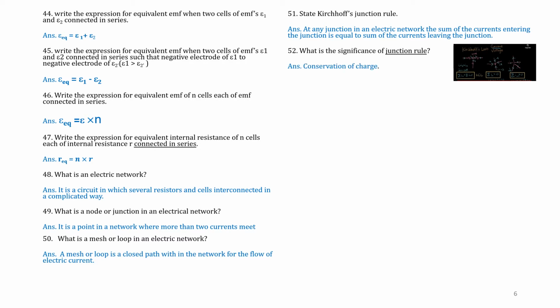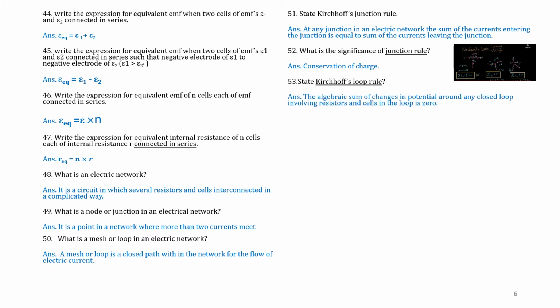Question number 53. State Kirchhoff's loop rule. So in question number 51, we studied about the junction rule. And there is a second rule. It is called Kirchhoff's loop rule. It says the algebraic sum of changes in potential around any closed loop involving resistors and cells in the loop is zero. That is, the potential around a closed loop is zero. The algebraic sum is zero.